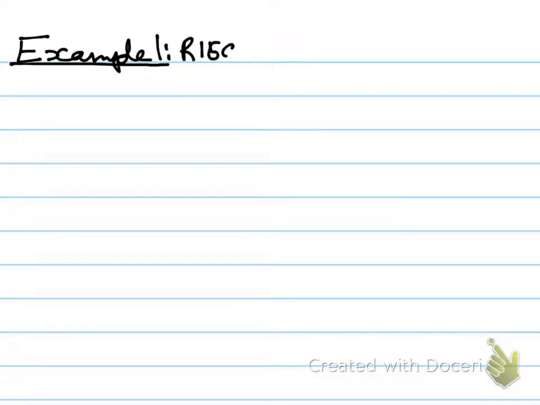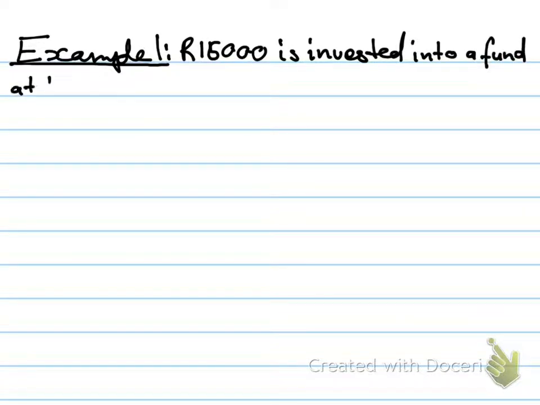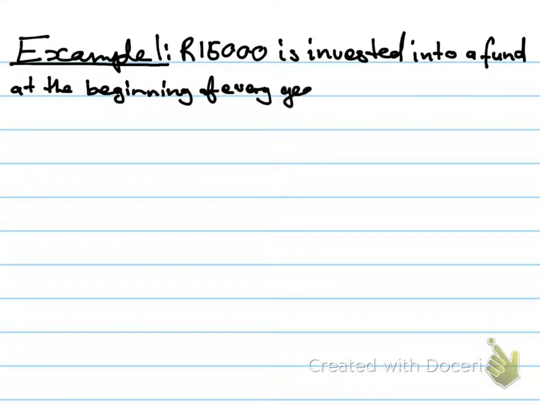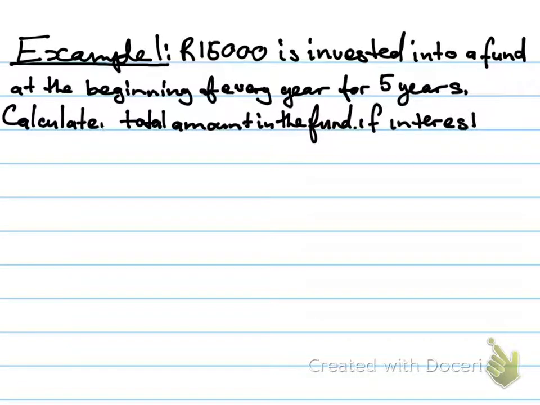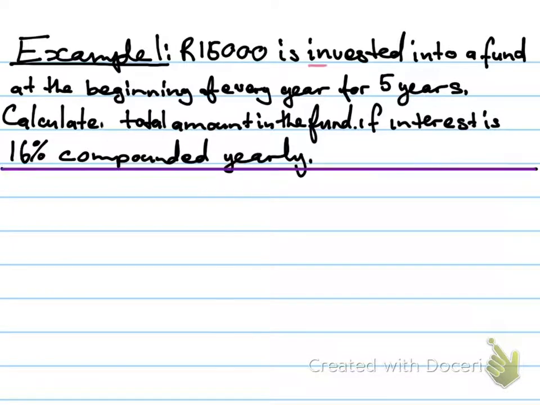Example number 1: 15,000 rand is invested into a fund at the beginning of every year for 5 years. Calculate the total amount in the fund if interest is 16% compounded yearly.